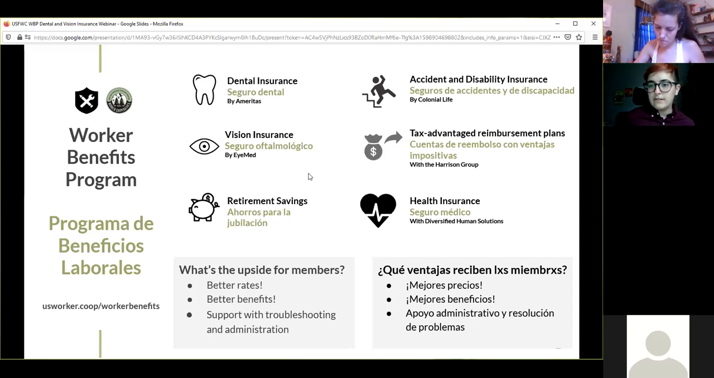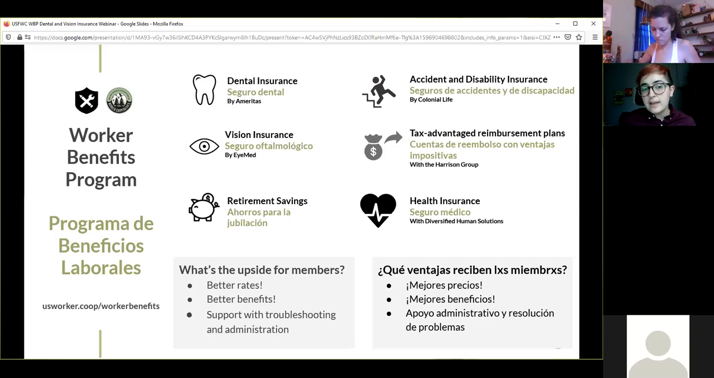We also have some health insurance available through Matthew's company, Diversified Human Solutions, where he can help find some group rates for health insurance in different states.